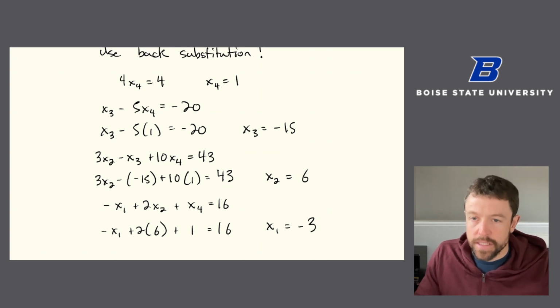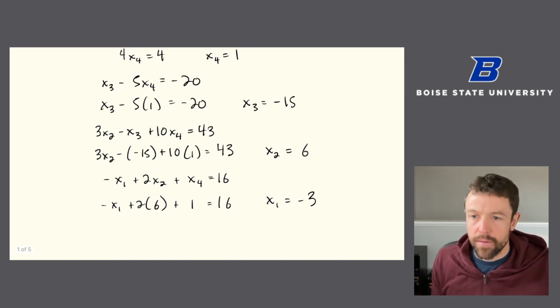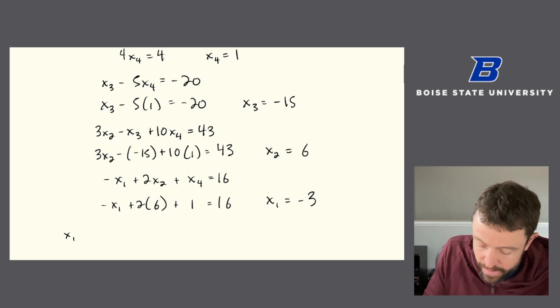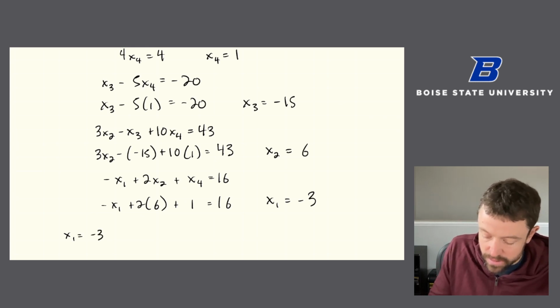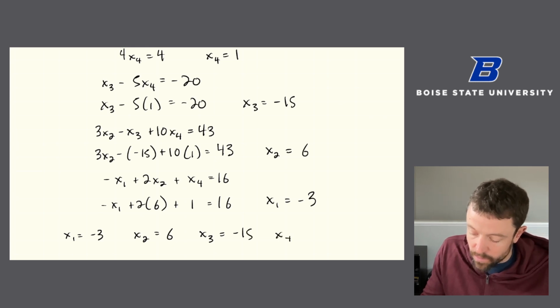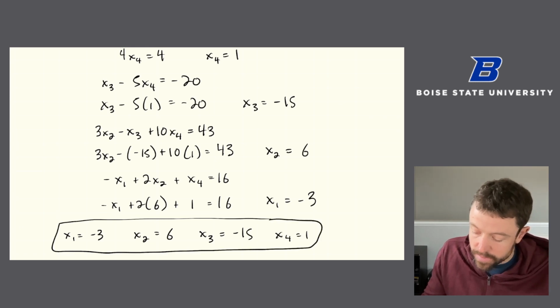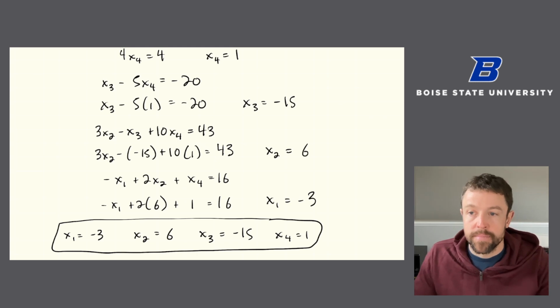And then just to finish this up, it's best to write our solutions in some sort of order, right? I want to put them all in one place. So I'll say x1 equals minus 3, x2 equals 6, x3 equals negative 15, and x4 equals 1. This is the only solution to this system.